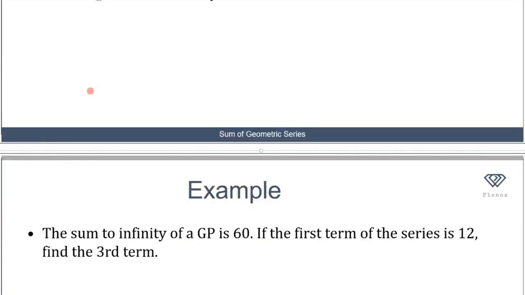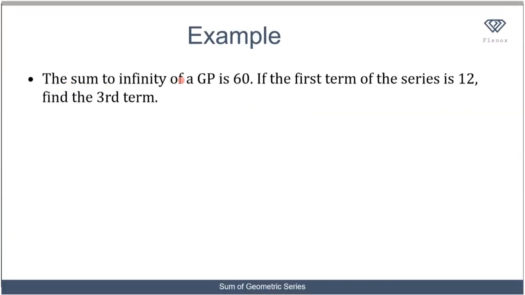Let's look at one example. We're told that the sum to infinity of a GP is 60. If the first term of the series is 12, find the third term. So now we know that the sum to infinity S is given as a over 1 minus r. And we're told that the sum to infinity is 60, and that the first term is 12. So we can easily find the common ratio with this formula. So we know that 60 will be equal to the first term, 12, over 1 minus r.